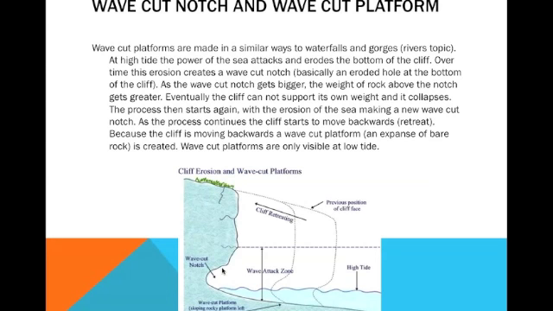And as the wave-cut notch gets bigger, the weight of the rock above the notch gets greater. Eventually, the cliff can't support its own weight, and it collapses. The process starts again, with the erosion of the sea making a new wave-cut notch. As the process continues, the cliff starts to move backwards, so it retreats. Because the cliff is moving backwards, a wave-cut platform, which is an expanse of bare rock, is created. Wave-cut platforms are only visible at low tide.